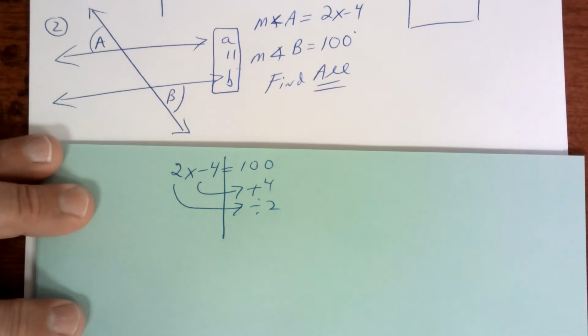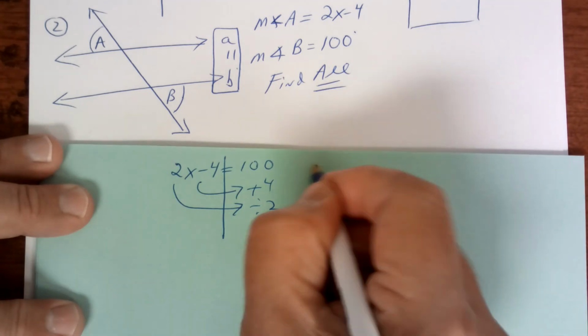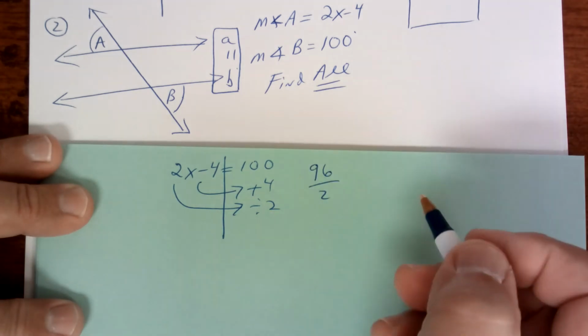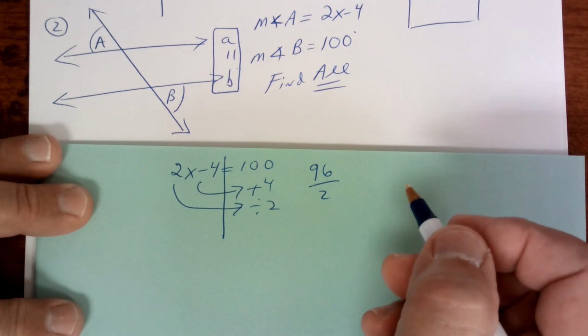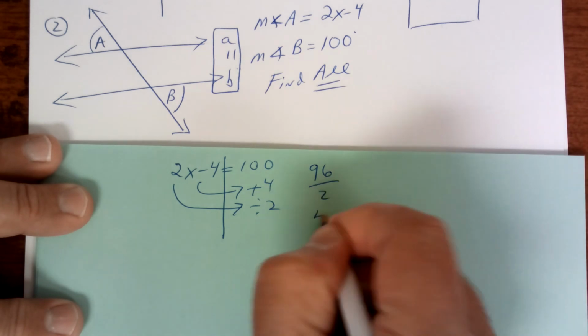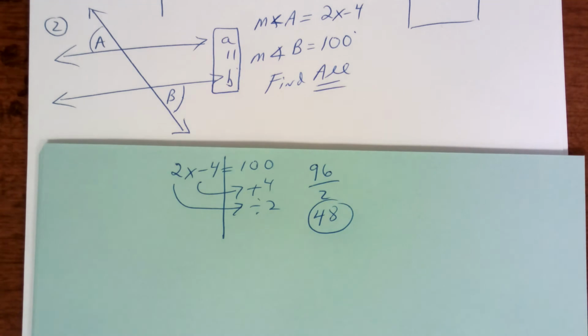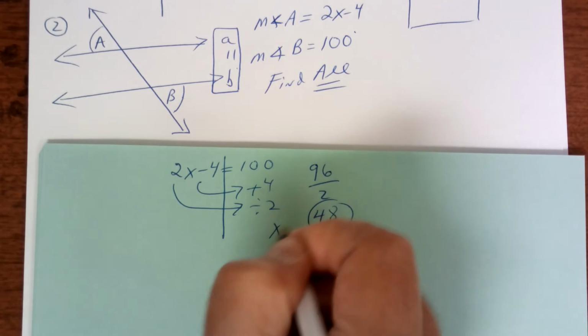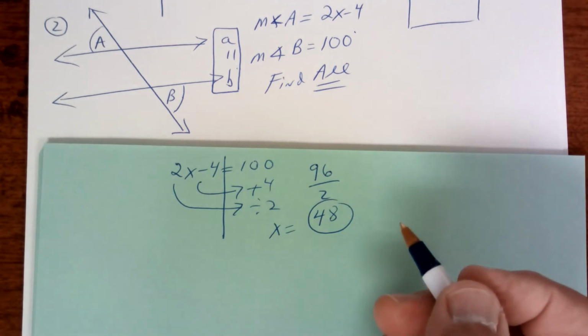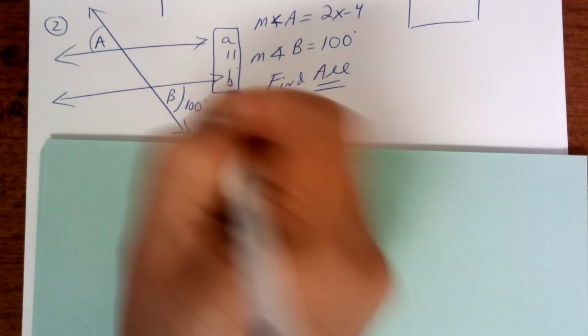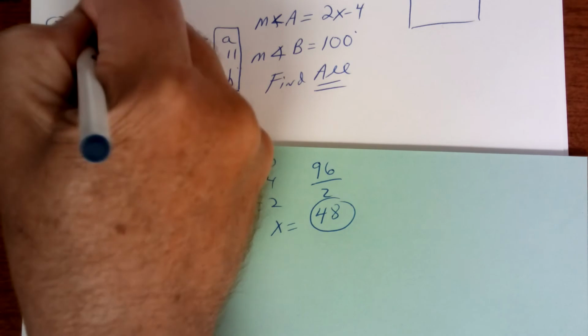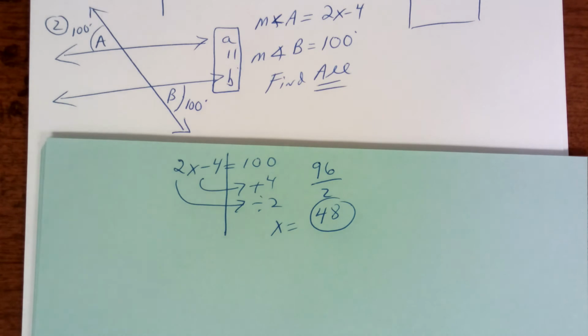So that's 96 here, divided by 2, whatever that is. So that's going to be 48, I think. Yep. And that's what x equals. If angle B is 100, and these are equal, so this one would have to be 100 as well. All right, so that's your EOC practice.